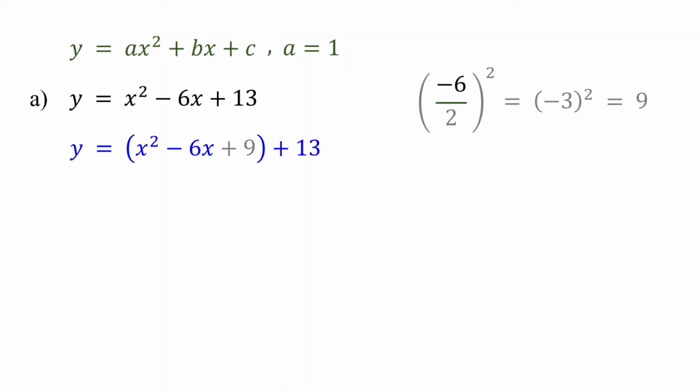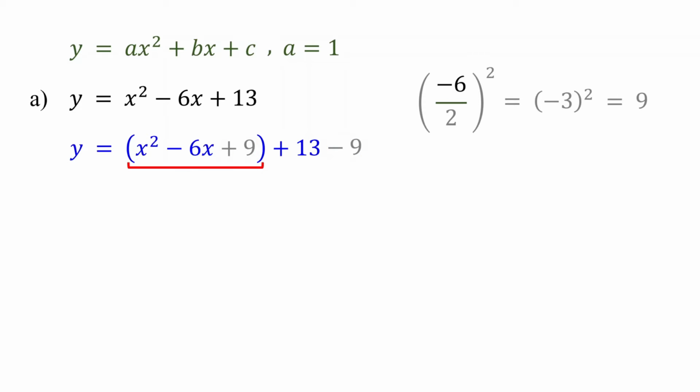Remember, every time you complete the square, you are creating a perfect square trinomial. So, this is now a perfect square trinomial. Note that, since we add 9 to complete the square, we must also subtract 9 to maintain the equation value. Adding and subtracting the same number, resulting in 0, ensures the equation's value remains unchanged.